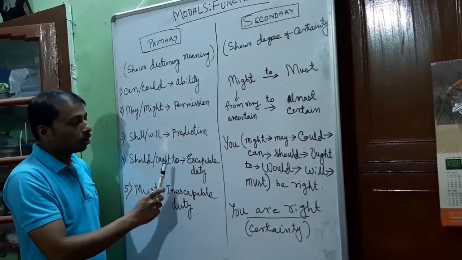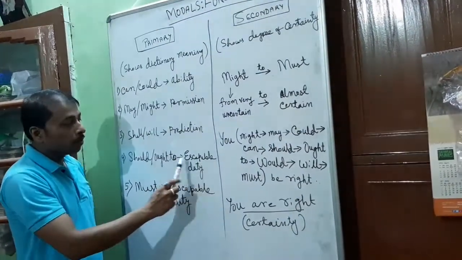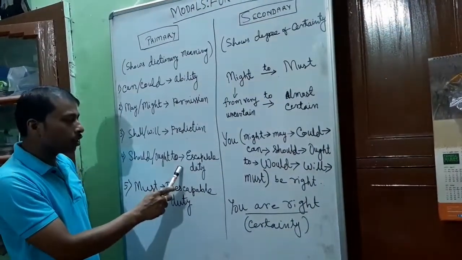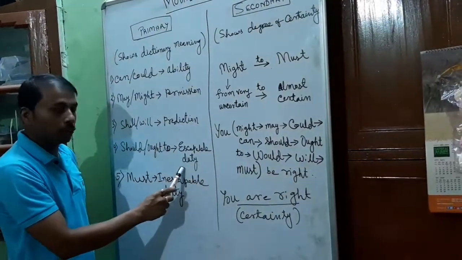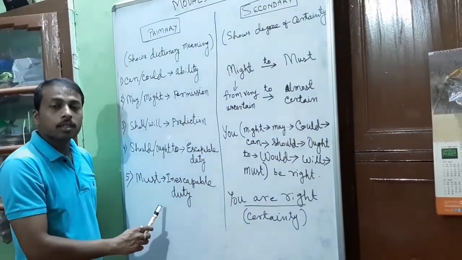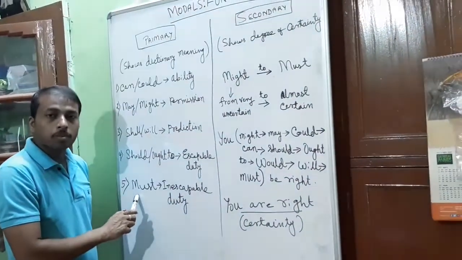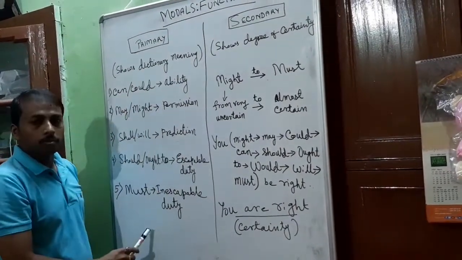Should and ought to are used for obligation, a duty, but which can be escaped. That means there is a chance that you may not do the duty. Escapable duty. And must, inescapable duty. That means this obligation is compulsory. When you are using must, it's a compulsion. So these are the primary functions.